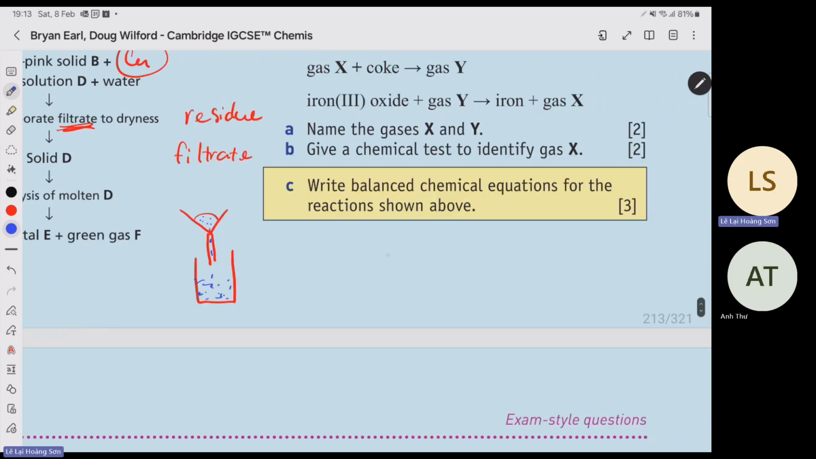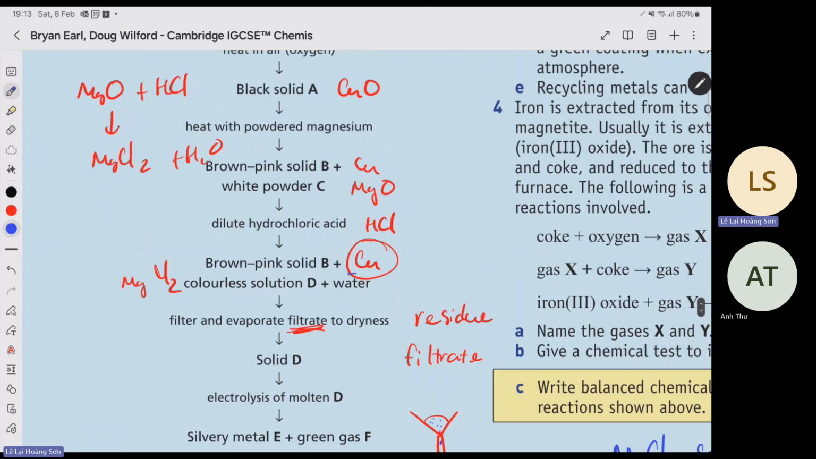For example, if you have sodium chloride solution, you will have sodium chloride dissolved in water. So the filtrate is the sodium chloride solution that can go through the filter paper, and the residue is the solid that cannot be dissolved in the solution. So you have copper and magnesium chloride, and you perform the filtration. What is going to be the filtrate and what is going to be the residue, according to my explanation? Copper will be the residue and magnesium chloride is the filtrate.